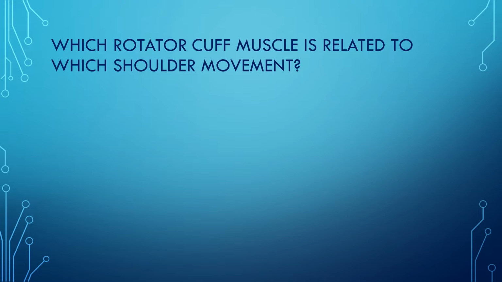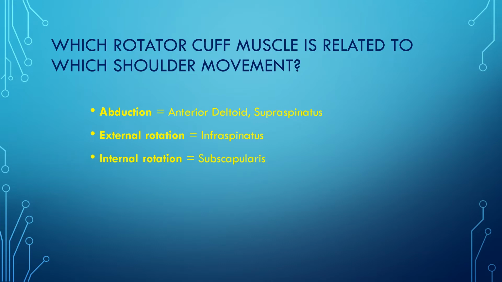Just to recap, which rotator cuff muscle is involved in which shoulder movement. In abduction, the first 15 degrees are all supraspinatus, and then the anterior deltoid muscle kicks in and is activated to help abduct further beyond this. In terms of external rotation of the shoulder, the infraspinatus muscle of the rotator cuff is involved. And the subscapularis muscle, as we said earlier, is involved in internal rotation of the shoulder.